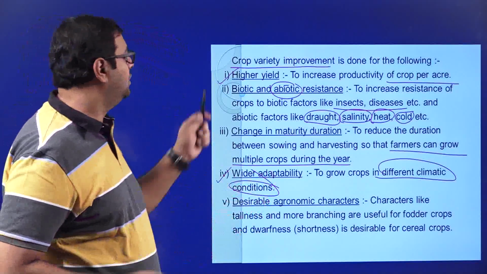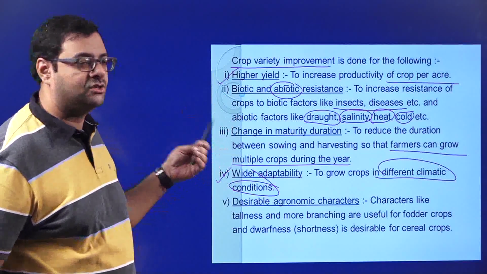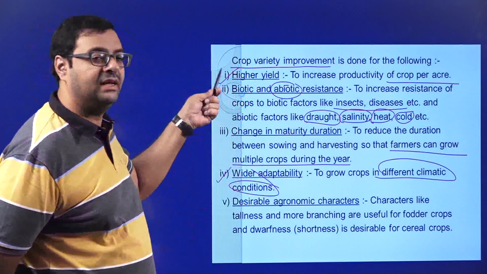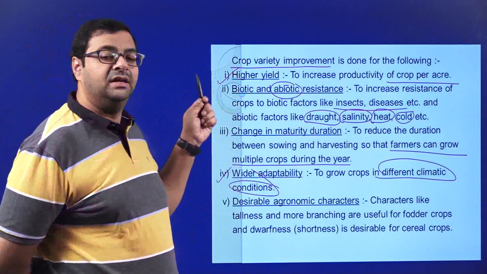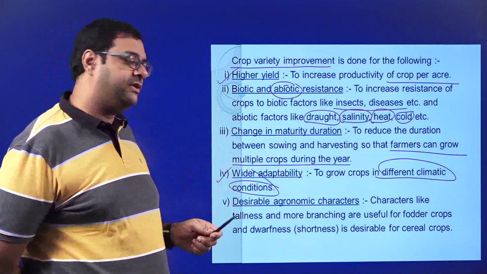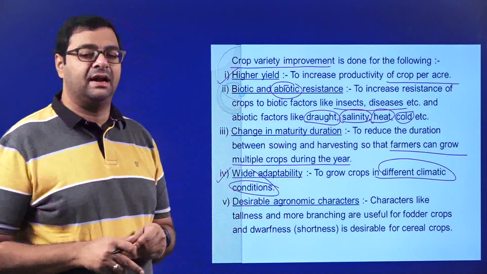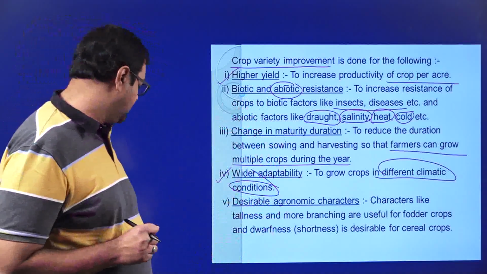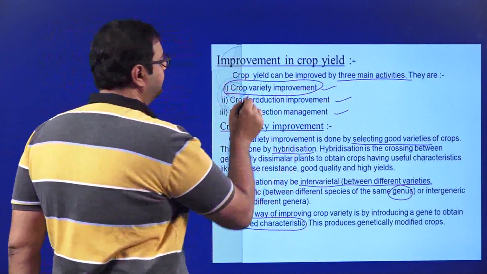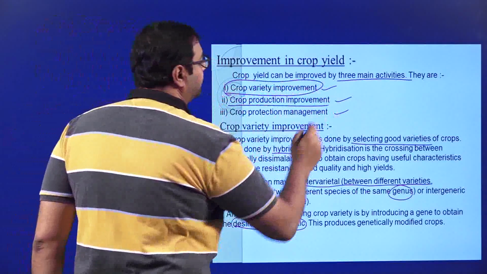So these are the reasons for which crop variety improvement is done. Once again: increasing yield, then increasing biotic and abiotic resistance, then change in the maturity duration, then wider adaptability, then desirable agronomic characters. So that was the first topic, crop variety improvement. And in the next session, we will be looking at crop production improvement.